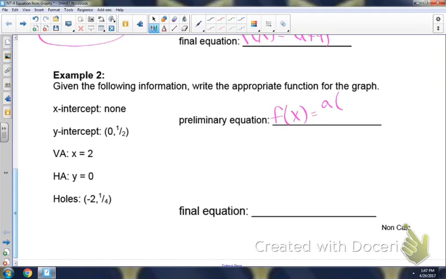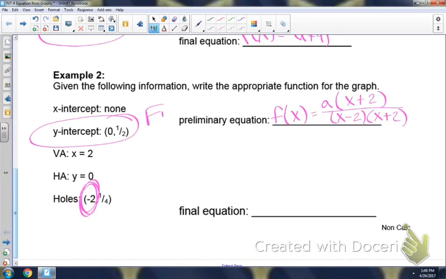On your hole, remember when we were finding holes, that is your factor that cancels out. To find the x value of your hole, remember you were always setting your factor that canceled equal to 0 and solving for x. So whenever you're plugging it into your function, it should be x minus your x value of your hole, which would be x plus 2. You'll also have that on bottom because that's what cancels. And then also you have your x minus your vertical asymptote on the bottom, which is 2, so that would be x minus 2. Alright, so we are finding our a by using our y-intercept. So x is 0, y is a half.